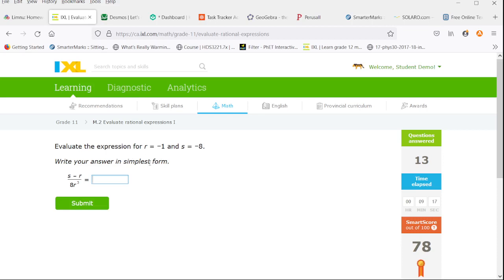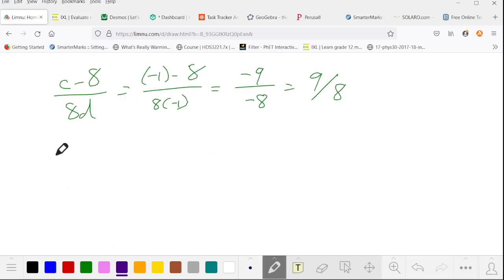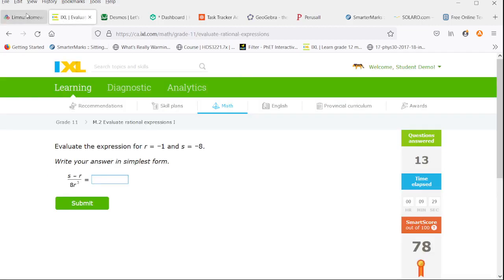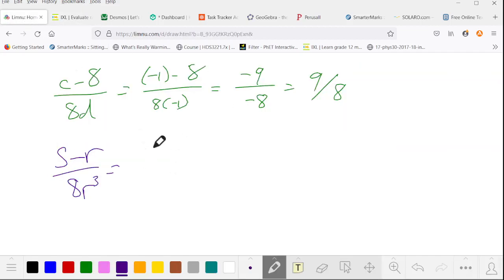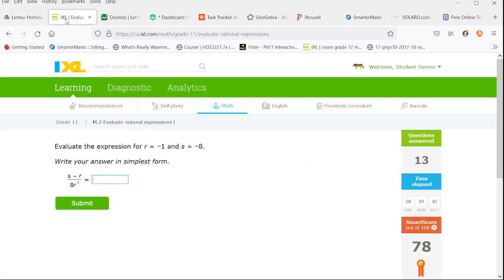So now we want to evaluate this for s minus r over 8r cubed. S minus r over 8r cubed, where r is negative 1 and s is negative 8. So r is negative 1 and s is negative 8. So negative 8 plus 1 is a negative 7 over negative 8. So we have 7/8.